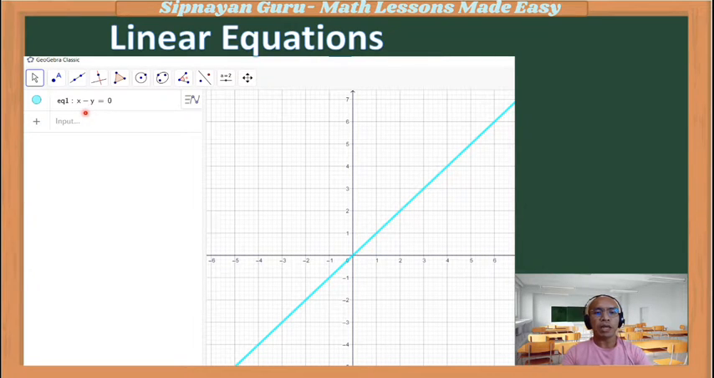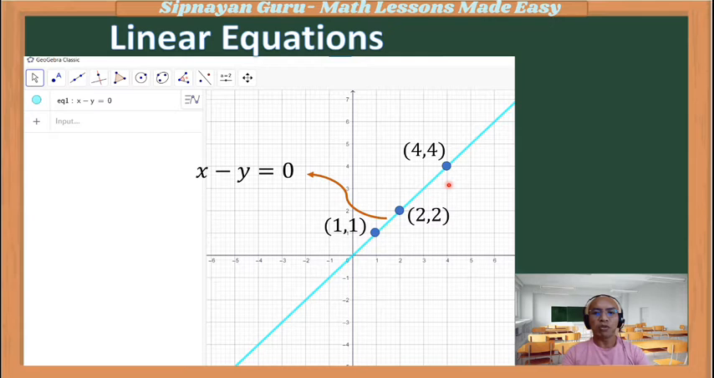Suppose we have the linear equation x minus y is equal to 0. The graph is a straight line. All the points contained by this line are the solutions to this linear equation. Suppose we have this point (1, 1). So 1 minus 1 is equal to 0, so it satisfies the given equation. Suppose we have also this point: 2 minus 2 is also 0. Then 4 minus 4 is also 0. And negative 1/2 minus negative 1/2 is also 0. So indeed, all the points that are contained by this line are the solutions to this linear equation in two variables.